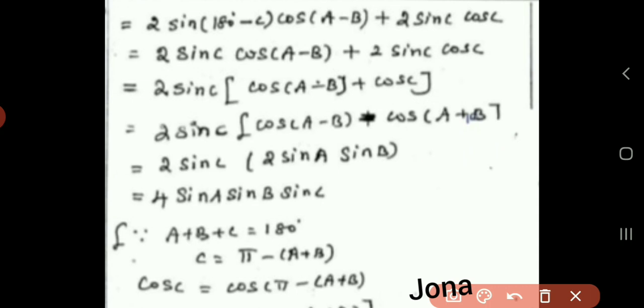minus cos of (a plus b), which is equal to 2 sin a sin b. We have in the second set of the formula. So if you multiply the things, we can have the answer as 4 sin a sin b sin c. Okay.